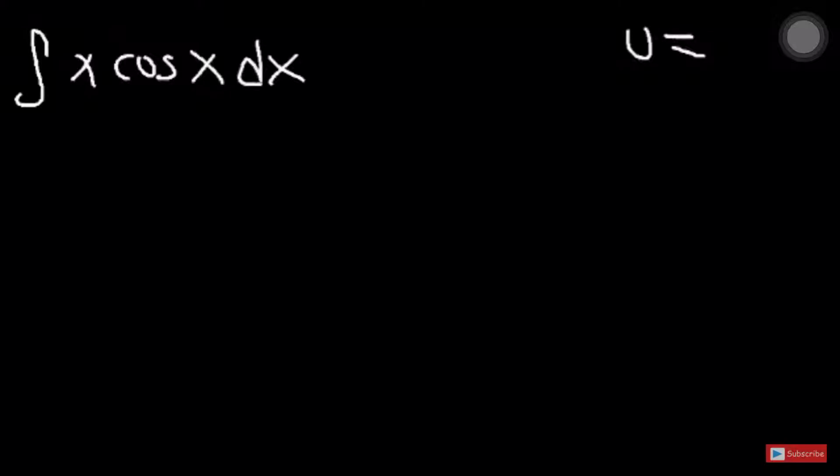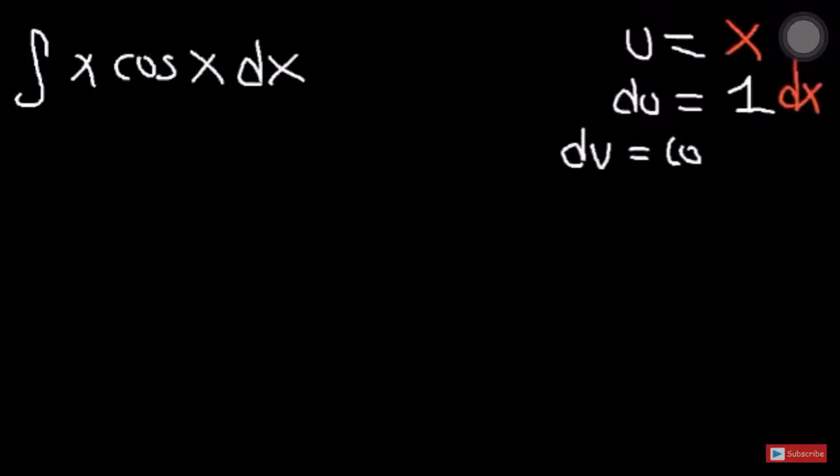So we want to make dv equal to cosine x dx. So let's make u equal to x. Therefore, du is going to be 1 dx. And dv is cosine x dx. And v, the antiderivative of cosine, that's going to be sine x.